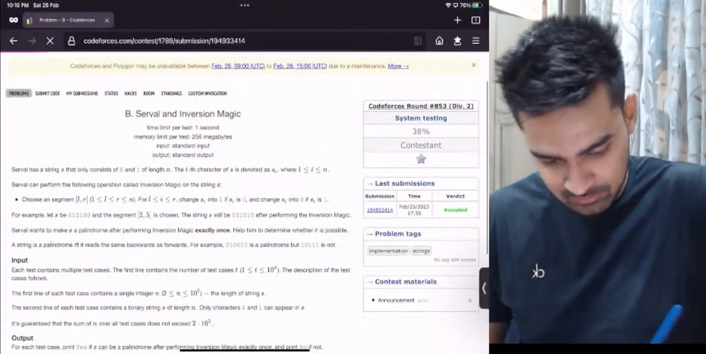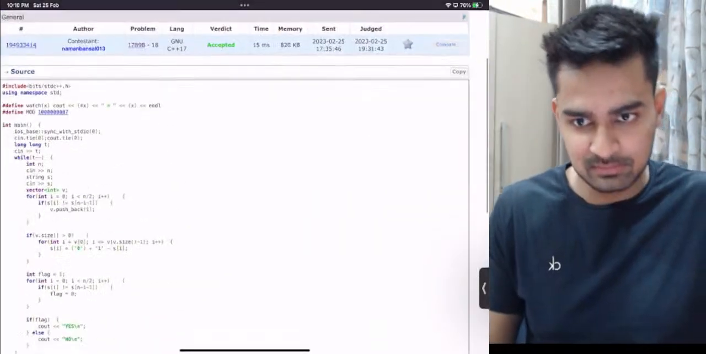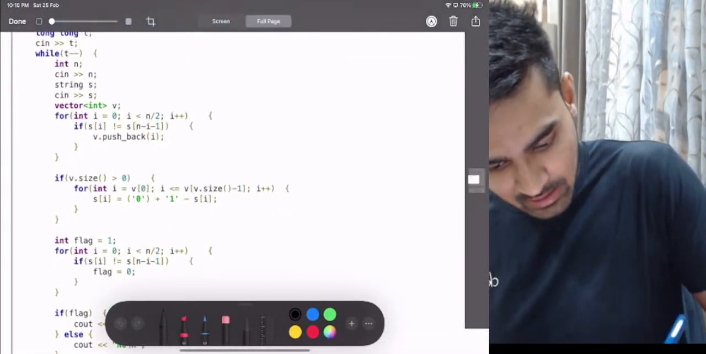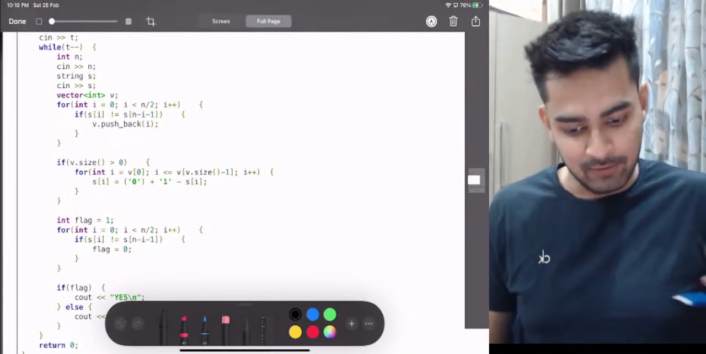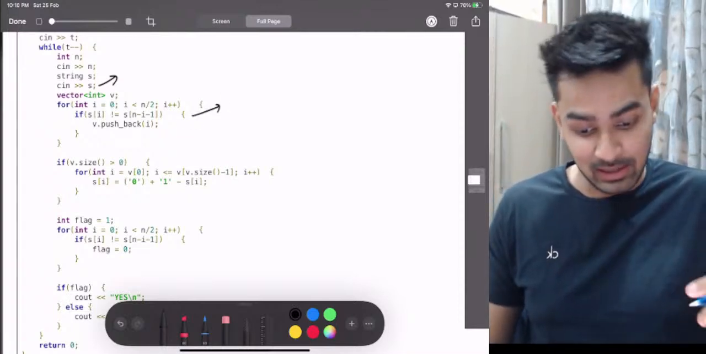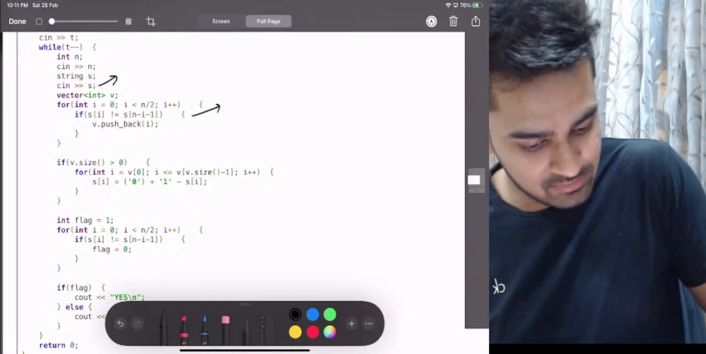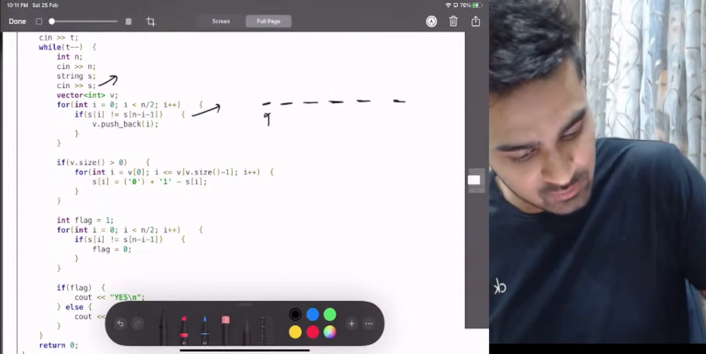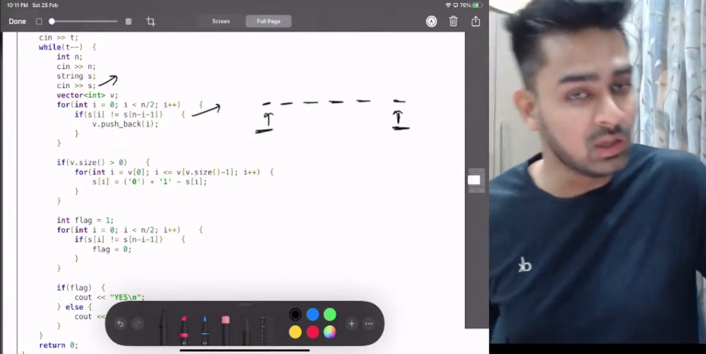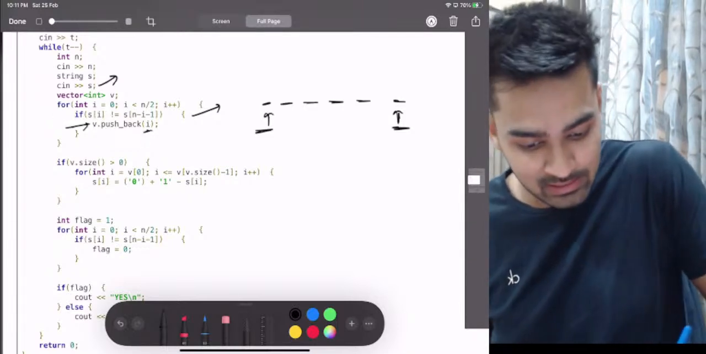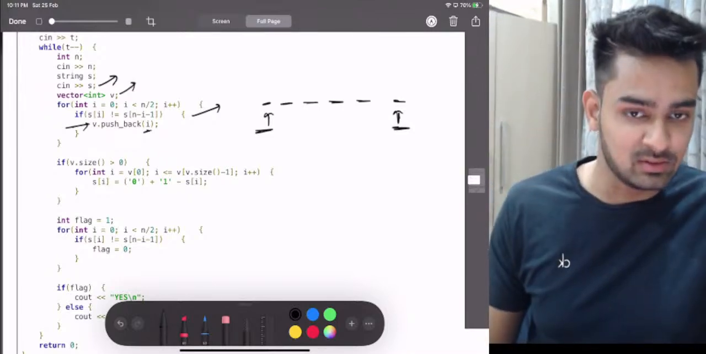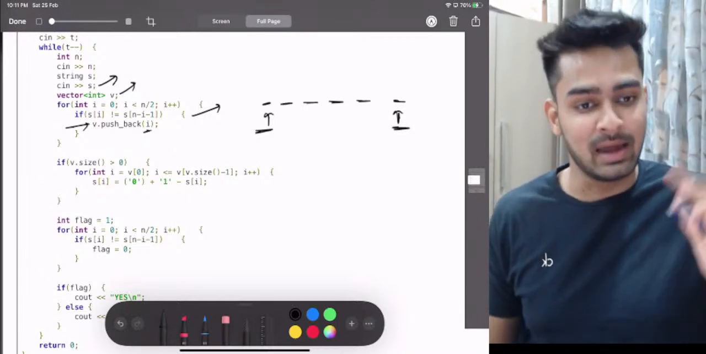So yeah, this is the code. What I'm doing here is, first I scan the entire array. After that, I'm checking for every index whether s[i] is not equal to s[n - i - 1]. If I'm checking for this one, then I'm checking it with this one. If this is equal to this one, then nothing. If they are not equal, then push that index into the vector. After pushing that index into the vector, I check if the size of this vector is greater than 0. If it is, that means I had to make an inversion.